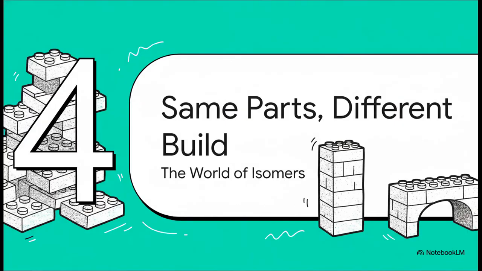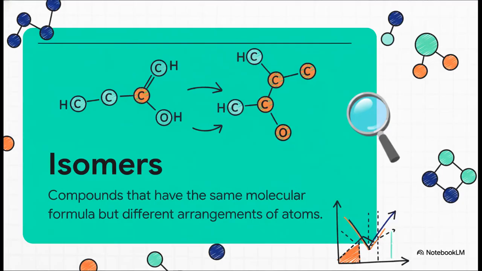Okay, now for one of the most mind-bending and powerful ideas in all of chemistry. What happens when you have the exact same set of Lego pieces, but you snap them together in a different way? This brings us to the world of isomers. These are molecules with the exact same parts list, the same formula, but a different structure. And that structural difference, well, it changes everything.